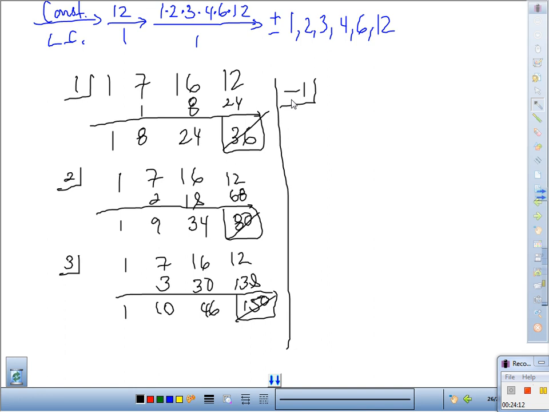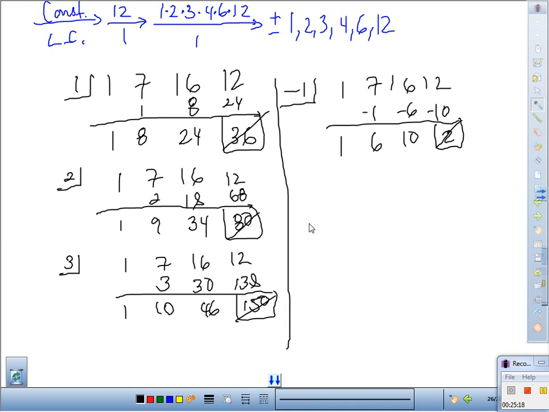Remind me of me, kindergarten. 1, 7, 16, 12. Bring down the 1. Negative 1 times 1 is negative 1. Combined, that's 6. Negative 1 times 6 is negative 6. Combined, that's 10. Negative 1 times 10 is negative 10. Combined, that's 2. Is that a 0? No, but it's getting close.